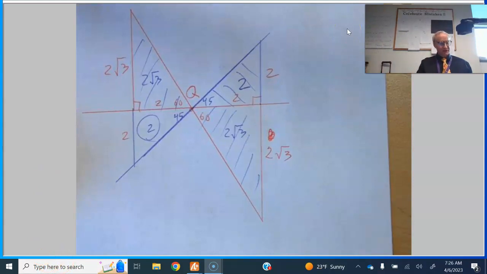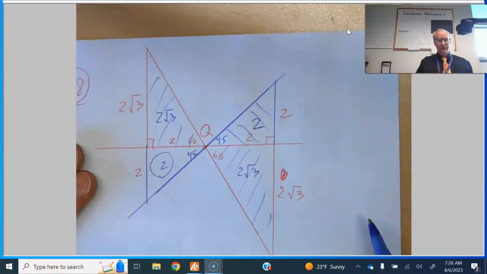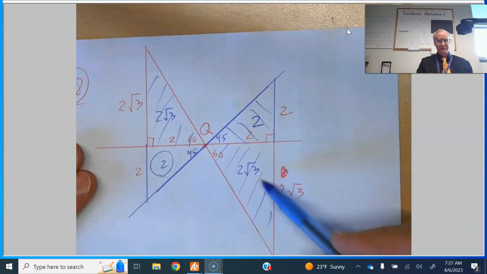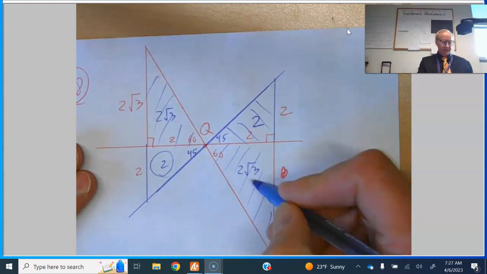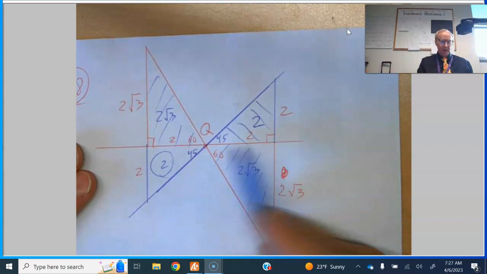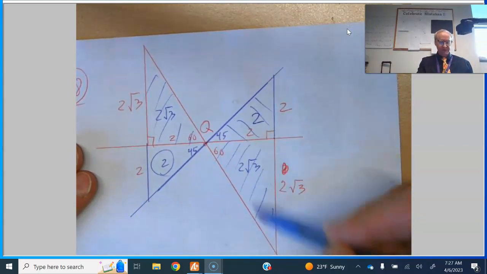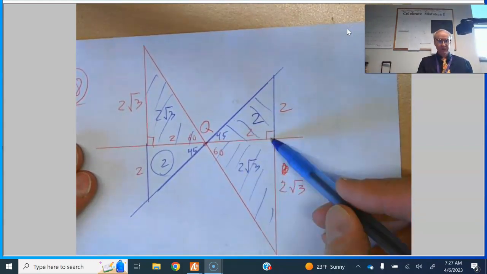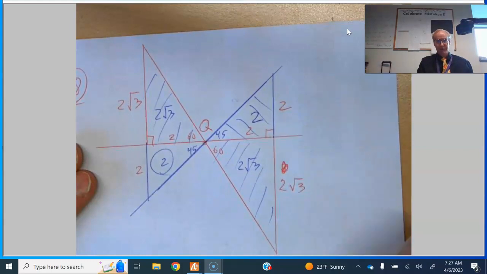Hi, folks. Well, here's the picture. Sure enough, I figured out what the problem was. This is actually drawn to scale. This triangle was a 30, 60, 90, where the short leg is 2 and the long leg is 2 root 3. I put the long leg in the wrong place.